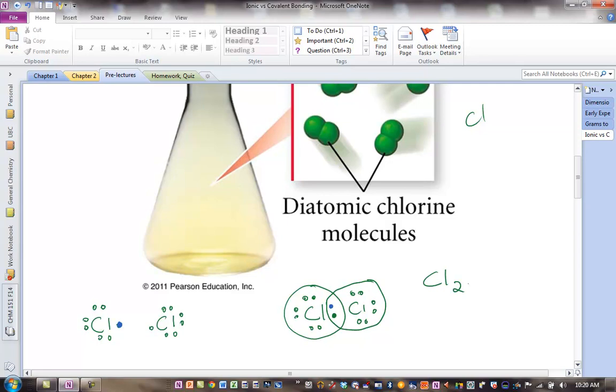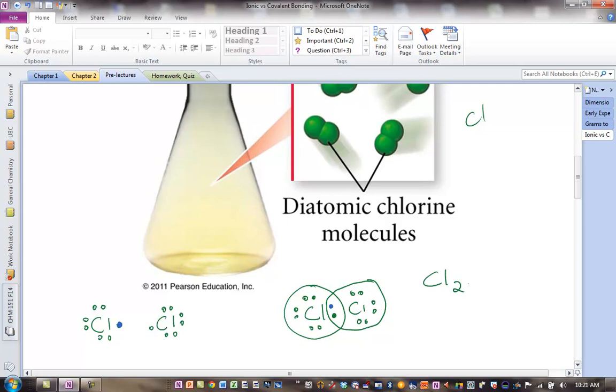This type of bond is clearly different than an ionic bond, right? In an ionic bond, one thing gave an electron to something else. Here, they're sharing them. Nobody wanted to give up an electron. I'm keeping my electron, you keep yours, but hey, we'll get along, we'll share. Nice chlorine atoms. So there's our chlorine molecule.